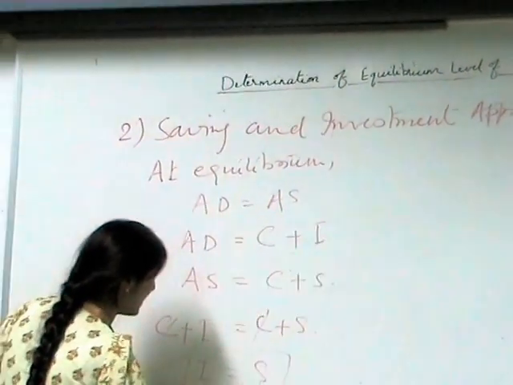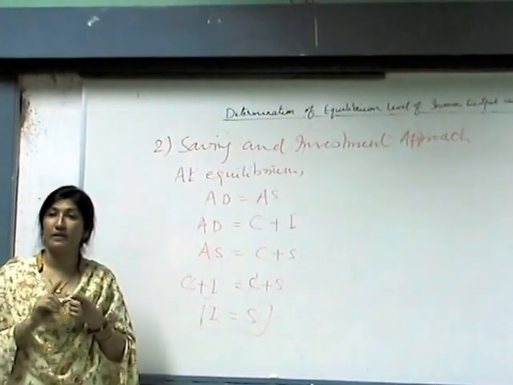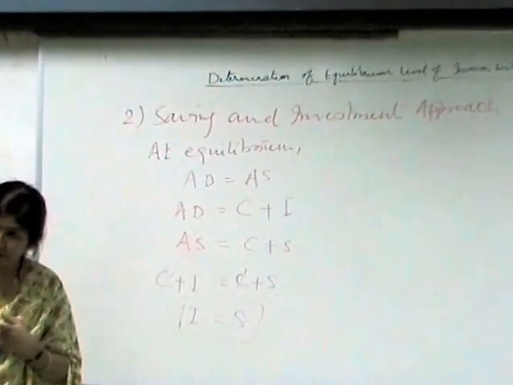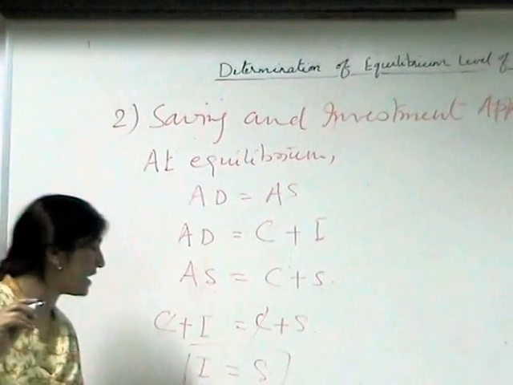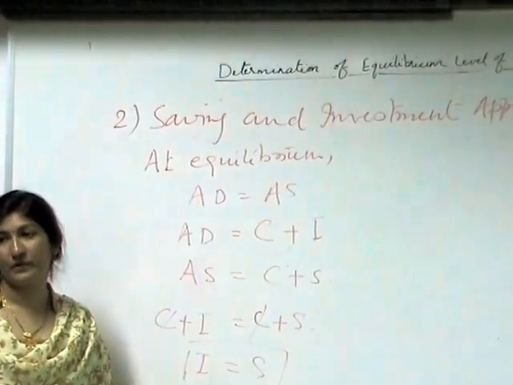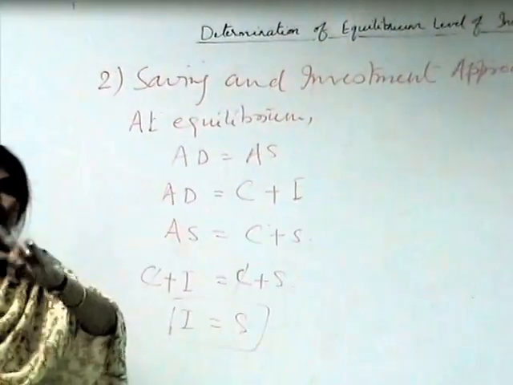So by this approach, what concept are we getting? The equilibrium level of income, employment and output by the saving and investment approach is obtained at that level of output or income where saving and investment are equal to each other. Getting the point? So in a way, this equilibrium is a two-fold equilibrium.